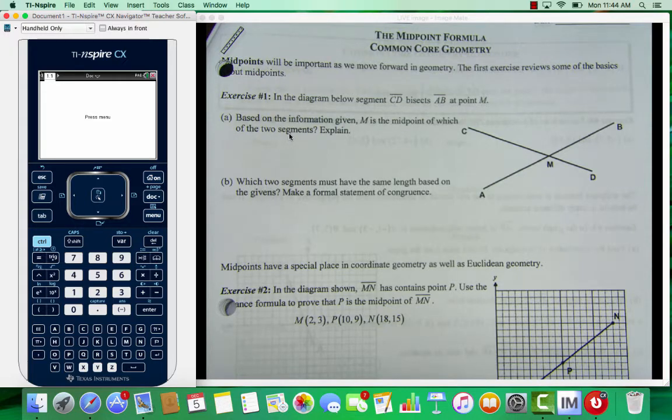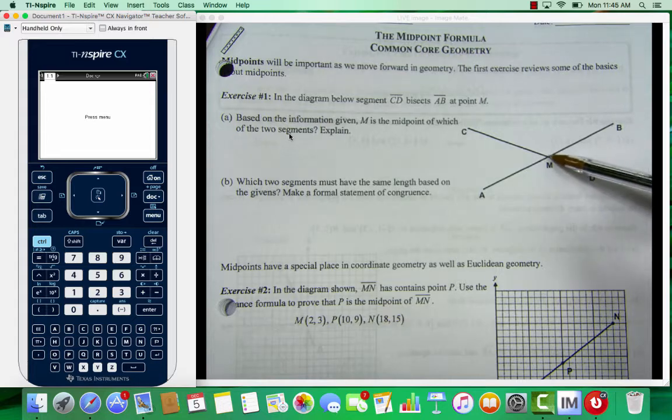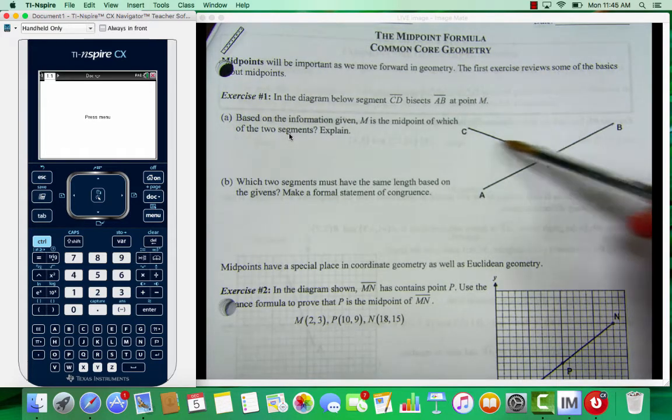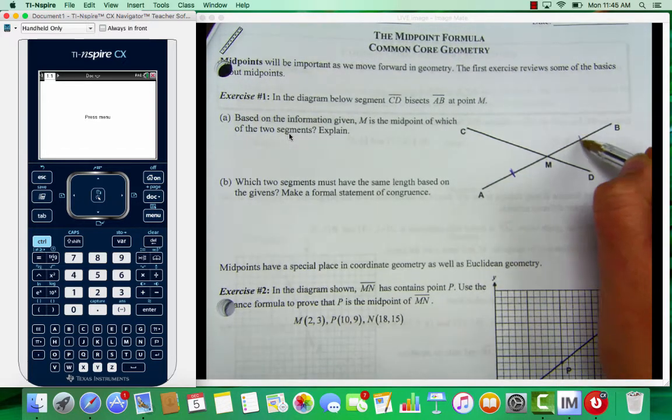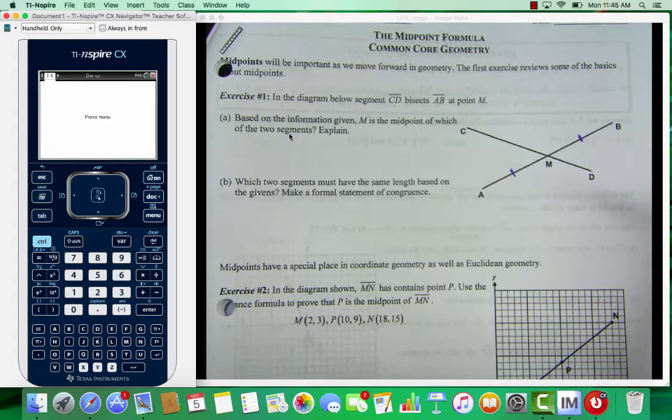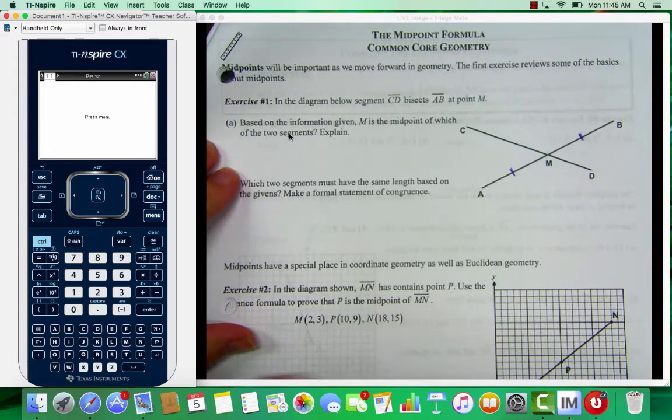So in exercise 1, it says in the diagram below, segment CD bisects AB at point M. Based on the information given, M is the midpoint of which of the two segments? And so it looks like M is the midpoint of AB, but not CD, because M is closer to D on this segment than it is to C. But it looks like AM would be congruent to BM, so M is the midpoint of AB.